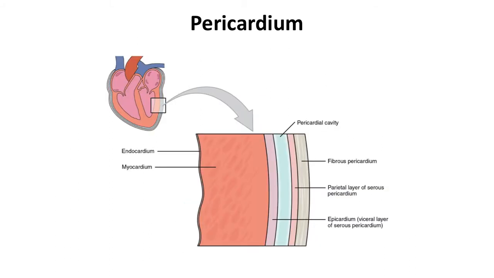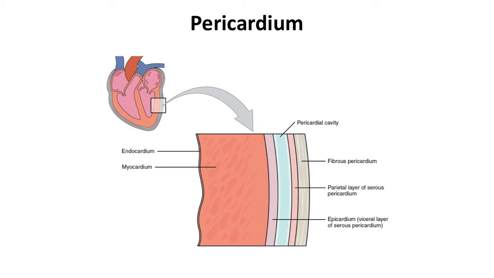Surrounding and protecting the heart is a membrane called the pericardium. This membrane is made up of two parts, the fibrous and the serous. The fibrous layer is made up of dense, irregular connective tissue. It prevents overstretching of the heart and provides protection and anchors the heart in the mediastinum. The serous layer is a double layer that surrounds the heart.